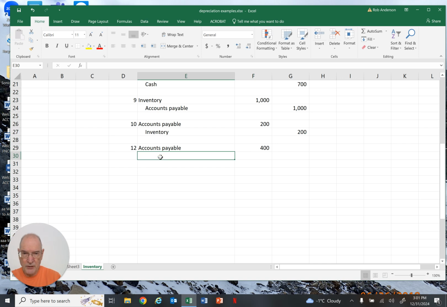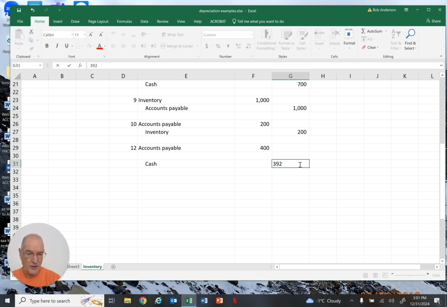Now I'm going to leave a space here for a second. We'll get back to that space, but we're paying cash to pay it off. And you'll notice that the 2% discount gave us $8 off. So we're going to pay $392. And $392 is going to clear off our $400 because we're getting the 2% discount. Now the difference is $8. And the thing is, we need to have an account to credit.